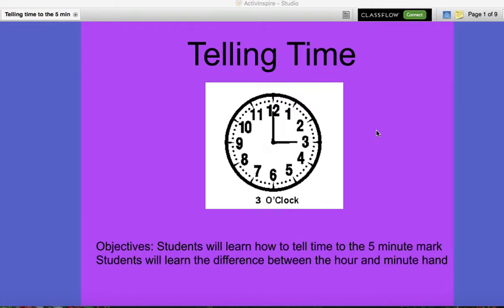Hi everyone. Today we are going to learn about telling time and knowing the difference between the hour and the minute hand, and also how to tell time to the 5-minute mark.